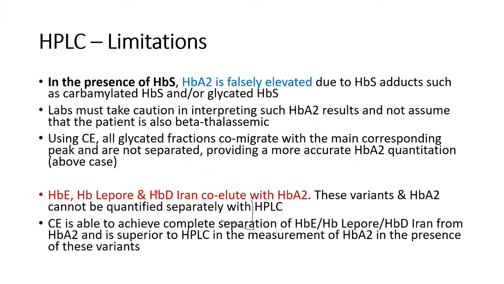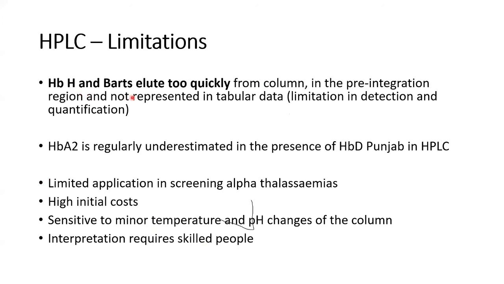The major problem with HPLC is the coelution of hemoglobin E, Lepore, and D Punjab. These cannot be separated and quantified. So capillary electrophoresis needs to be used in such cases. Another issue is the fast-moving bands, such as hemoglobin Barts and hemoglobin H, eluting too quickly and coming in the pre-integration region, so you cannot quantify them. Again, these come separately in separate zones in capillary electrophoresis, so you can use capillary electrophoresis for quantification of hemoglobin H and Barts. The other limitation is that hemoglobin A2 can be regularly underestimated in D Punjab.